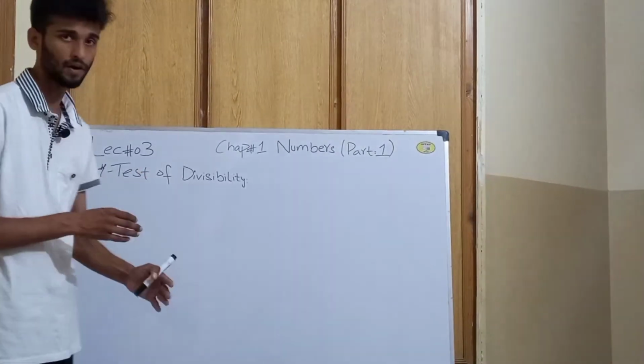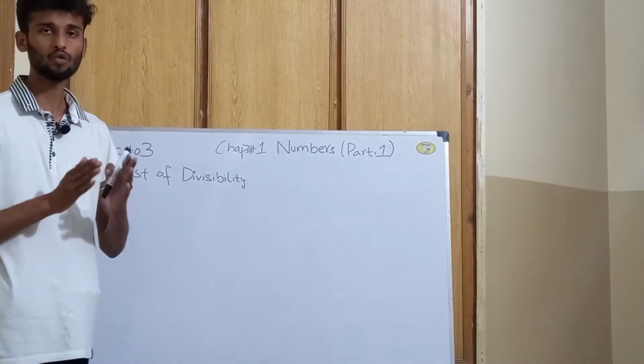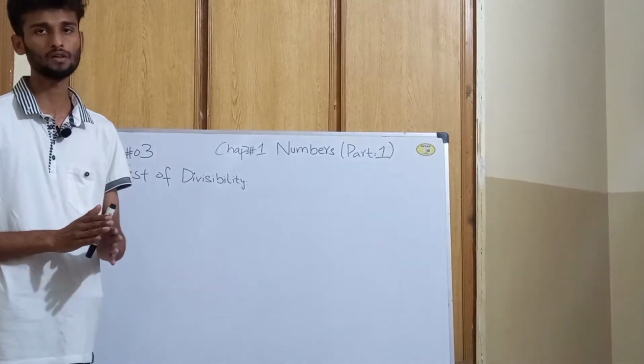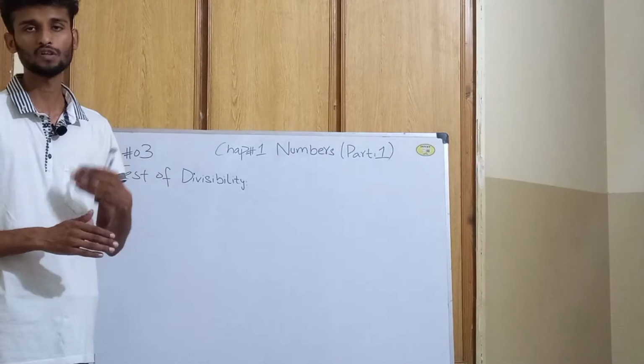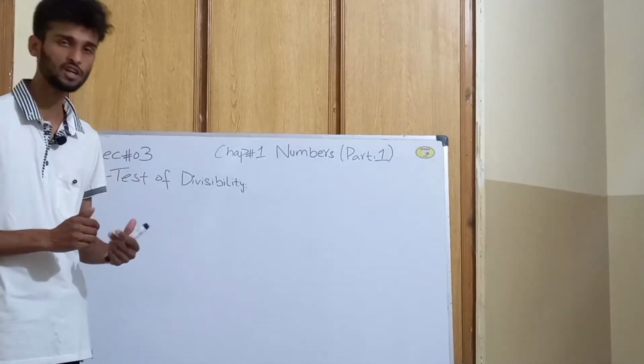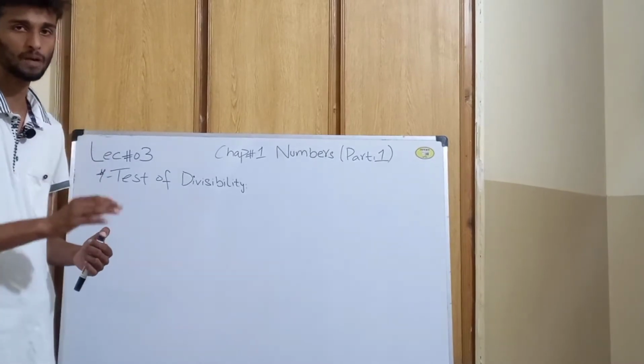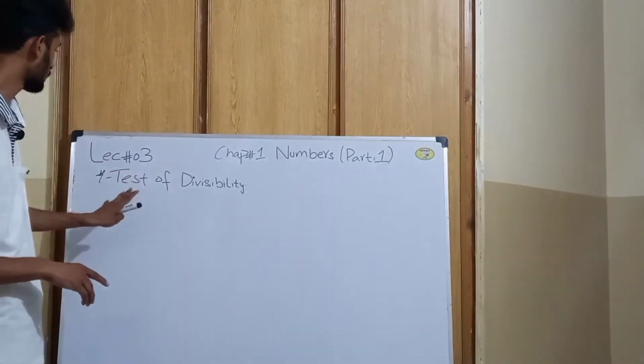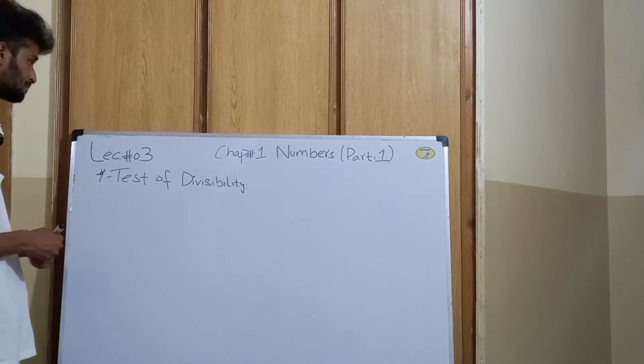Then in the second part we will study about the definition of factors and multiples. In the third part we will study about the types of numbers. In the fourth part we will study about the concept of friendly numbers. So let's start with the first part, test of divisibility.